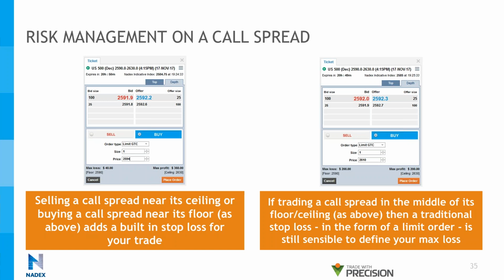What this does is leverage the floor and the ceiling limits of the contract to provide a built-in stop loss for your trade. In a slightly different example, say you're trading a call spread in the middle of the floor or ceiling zone, as in the case of this second order ticket. Then it makes sense to use a traditional stop in the form of a limit order to define your maximum risk, and you can do it that way on the spreads.